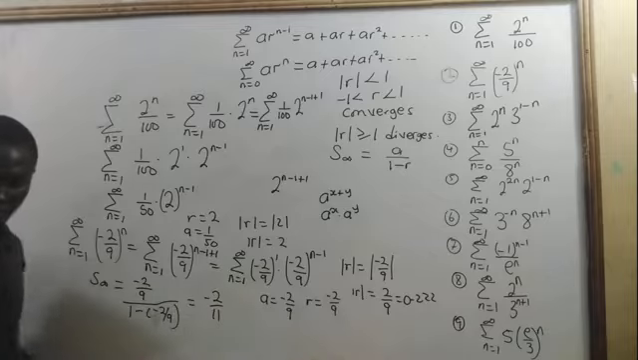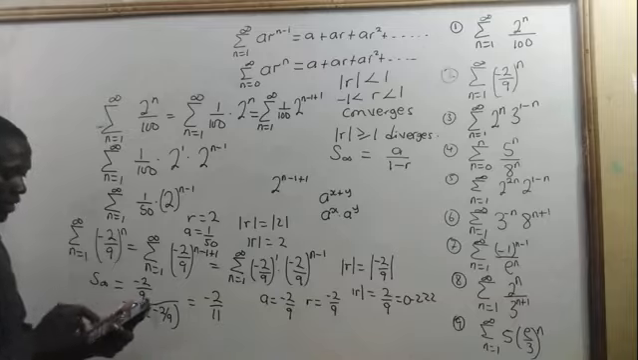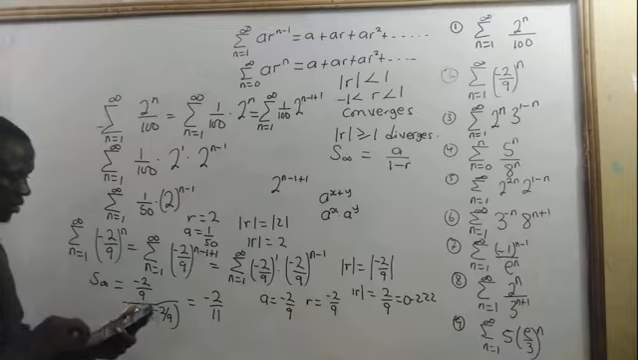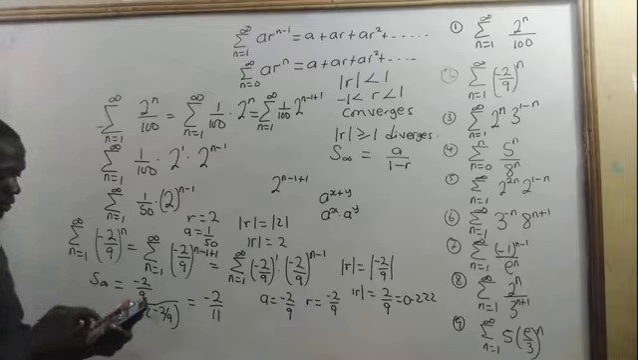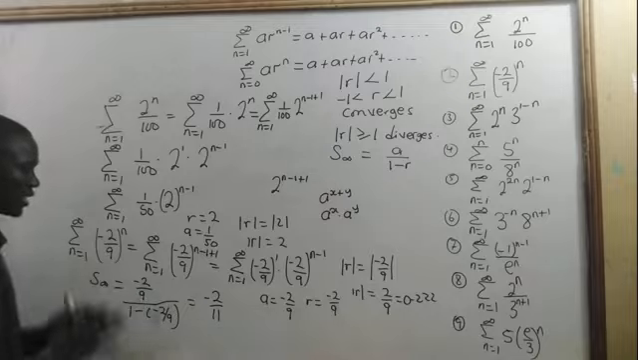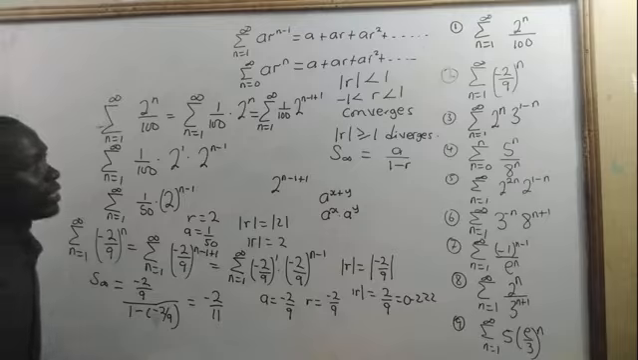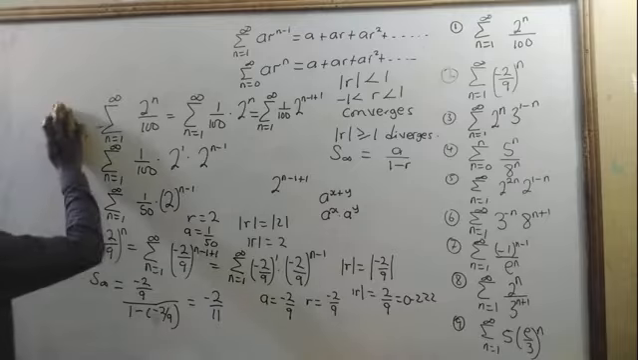Use your calculator to check. That is minus 2 divided by 9, divided by 1 minus negative 2 divided by 9, which is plus 2 divided by 9. That will give us negative 2 over 11 as the sum of the series. Very, very simple as that. Now, let's check the third one.